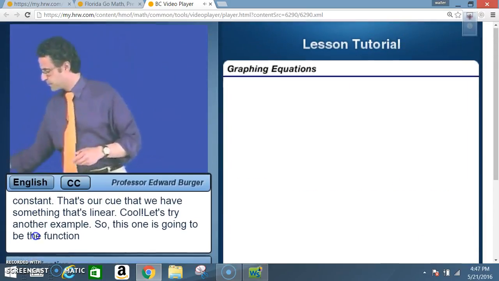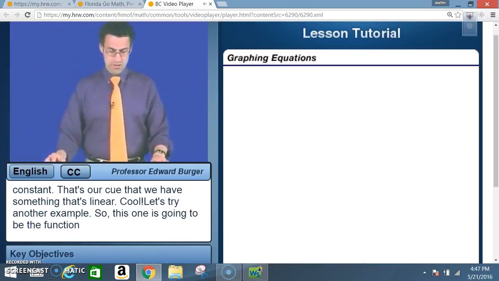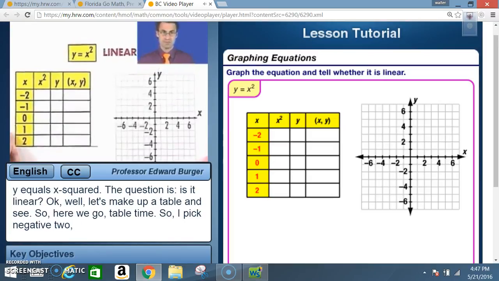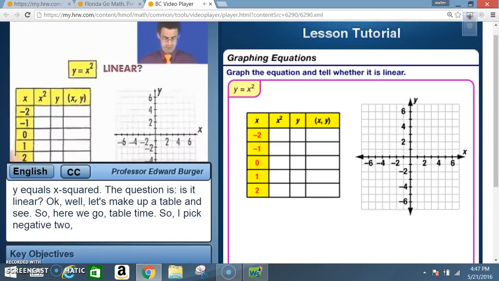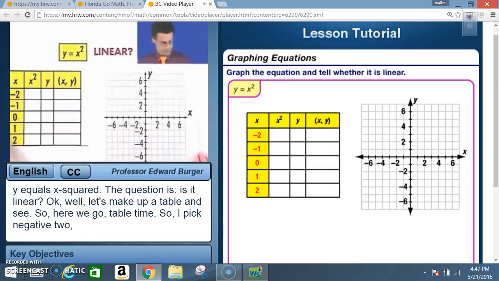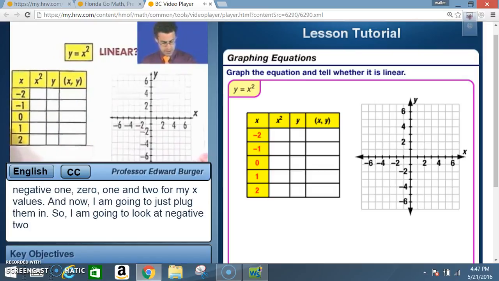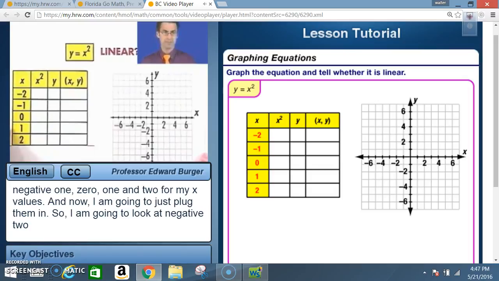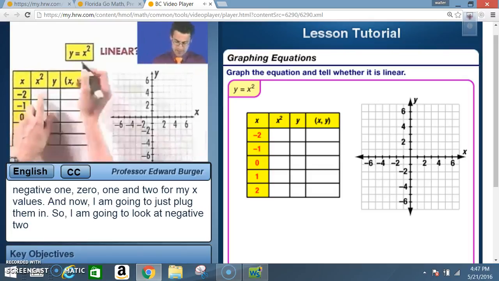So this one is going to be the function y equals x squared. And the question is, is it linear? Okay, well, let's make up a table and see. So here we go, table time. So I picked -2, -1, 0, 1, and 2 for my x values. And now I'm going to just plug them in.